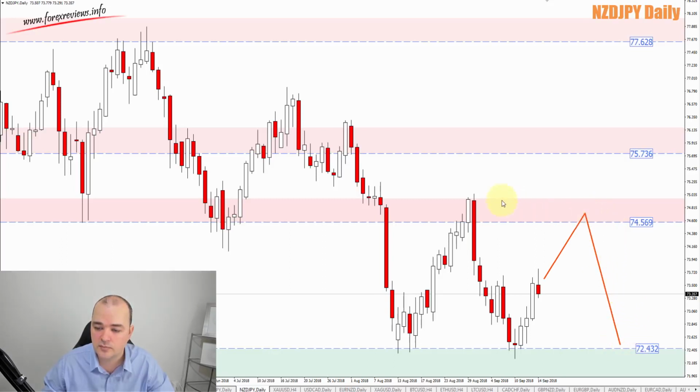And if you look left, you can see the 74.56 zone area was an area that acted as strong resistance on the previous test of this important area, and strong support multiple times, looking left back here as well.